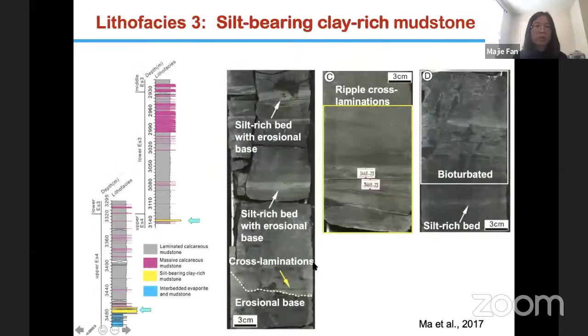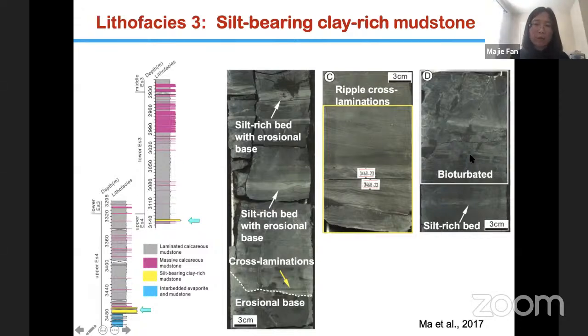And then the third lithofacies is this silt-bearing clay-rich mudstone. So you can see that there are some white intervals within the core, and some of these even have erosional bases. We also see there are laminations with some angles. These are cross laminations. And in other areas, we also see ripples.